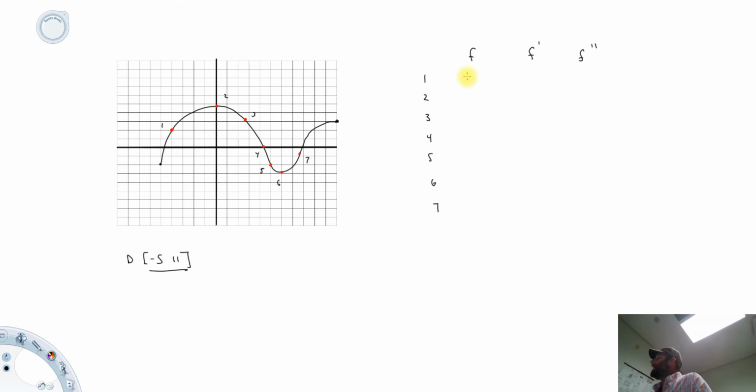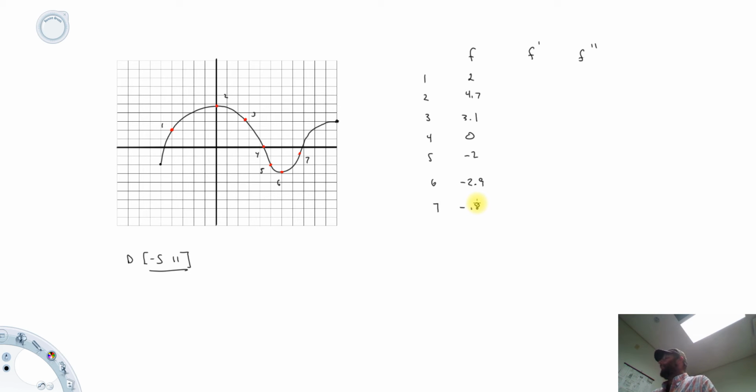At point 1, the function value is roughly 2, meaning that f of -4 is about 2. At point 2, the function value is a little less than 5. Let's say about 4.7 is good enough. Point 3 is a little more than 3, maybe about 3.1. Point 4 has a function value of 0. Point 5, a function value of -2. Point 6 is a little less than -3. Let's call it -2.9, good enough. Point 7 is about here. Not quite -1, let's call it about -0.8.